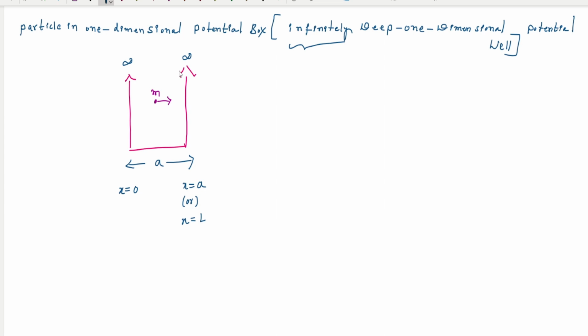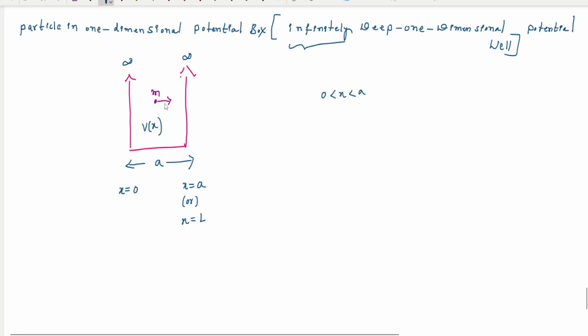Suppose we are inside the box, that is, 0 less than x less than a. There is no force acting on the particle, so in this region the potential energy V of x is 0, because it is a force-free particle. Potential energy depends upon the position of the particle, so V is equal to 0.